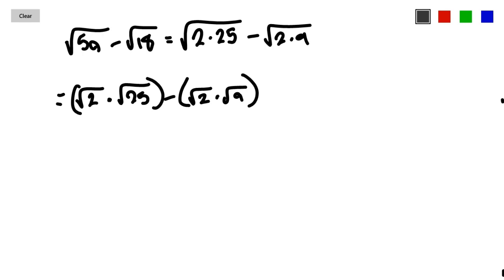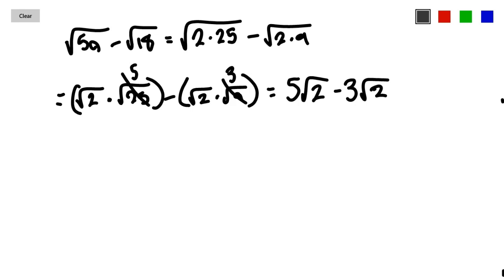Well, the square root of 25 is just the number 5, and the square root of 9 is just the number 3. So what I end up with is 5 times the square root of 2 minus 3 times the square root of 2. And this just gives me 2 times the square root of 2.